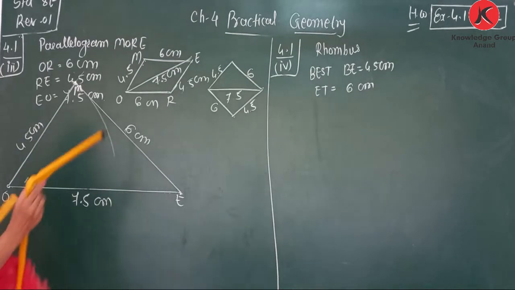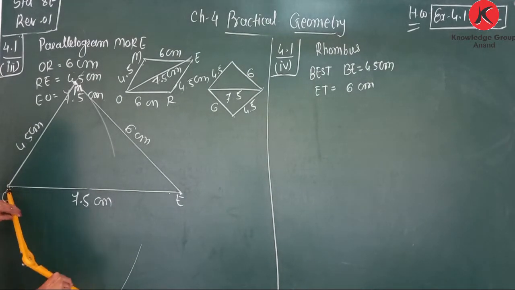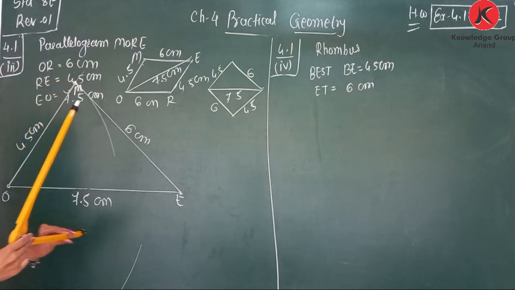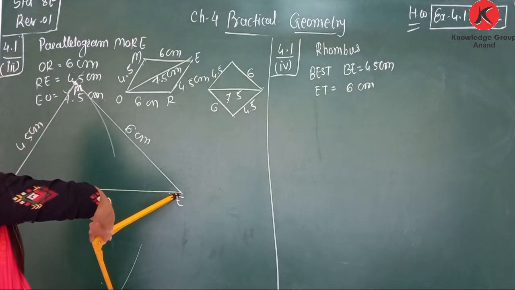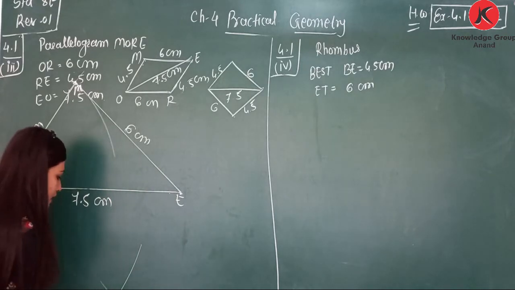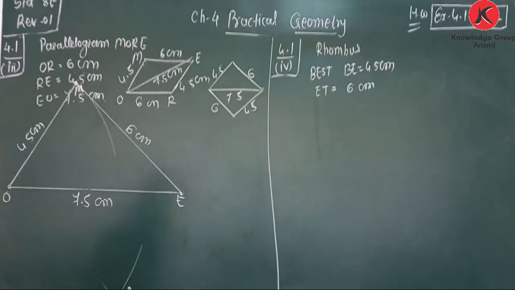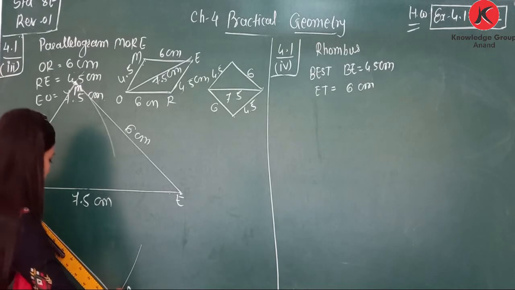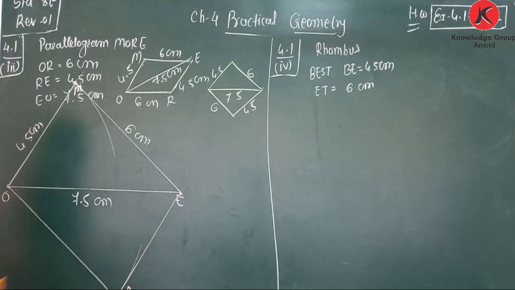Same, we need to construct the lower triangle. So here, from O, make an arc of 6 centimeter. We have already 6 centimeter on compass. So we draw arc of 6 centimeter here. From E, draw an arc of 4.5. So give the intersection point name R. Join OR. Always write the steps. And this is 4.5. Okay.